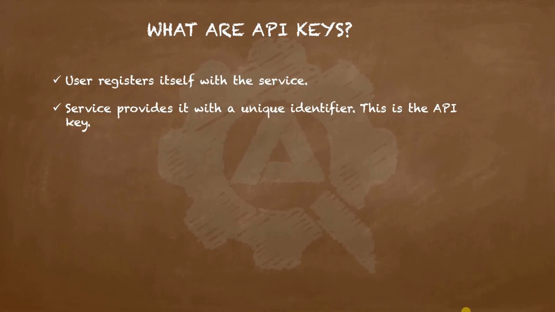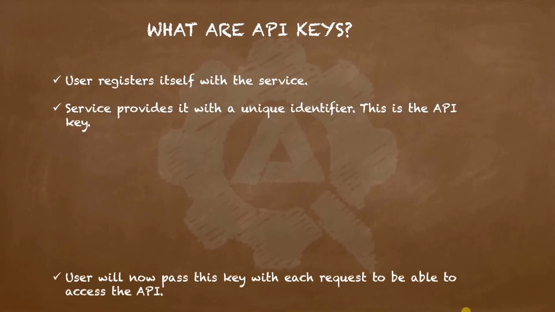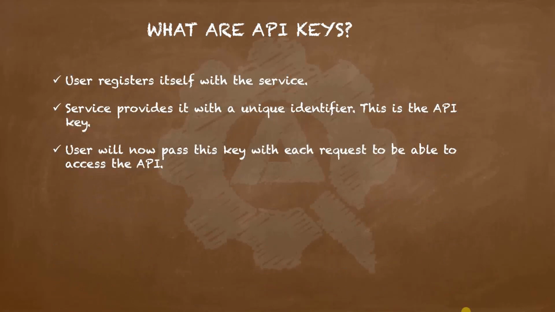Now, what is this unique identifier? At the very basic level, these are nothing but random strings, which the server will use to uniquely identify your request. Once you have this API key, you will pass this key with each request to be able to access the API. Now, the server can allow this key to be passed in multiple parts of the request. It can be header, it can be your query parameters, or cookies as well in some cases. But as usual, some ways are not very secure, like passing this key in query parameters is not very secure.